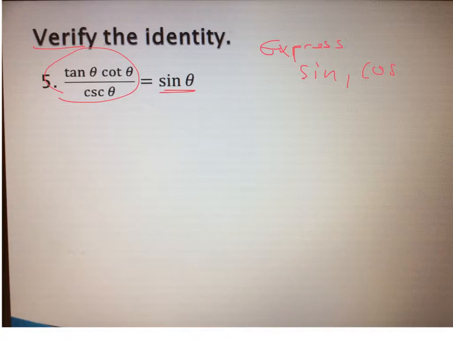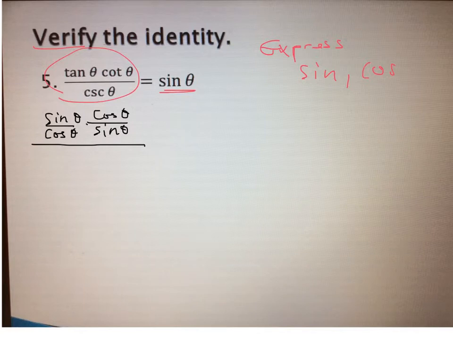I know that tangent is equal to sine of theta over cosine of theta, and that's times cotangent, which is equivalent to 1 over tan, but actually instead of doing it that way, let's call it cosine of theta over sine theta. That would be more productive. So I've got my numerator there, and now I'm going to do the denominator. That's cosecant, and that can be expressed as 1 over sine of theta.